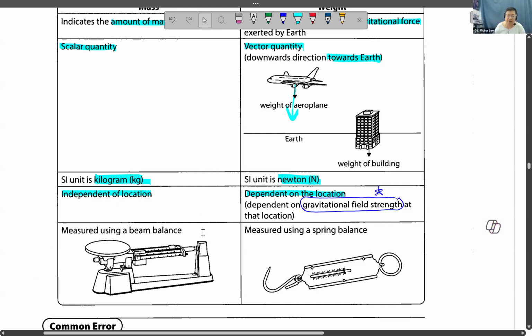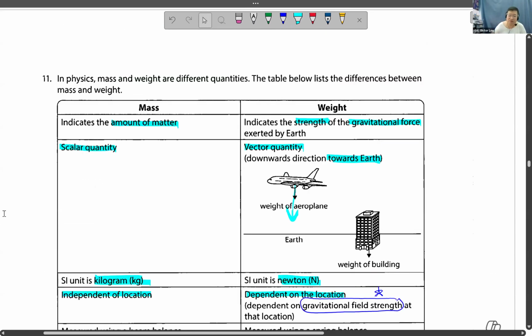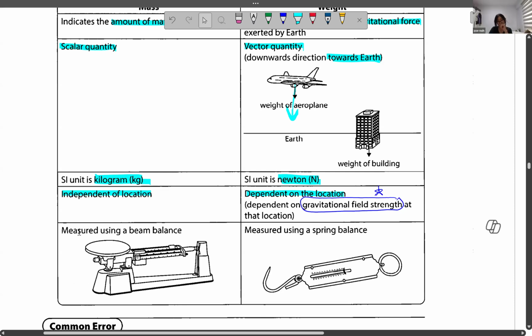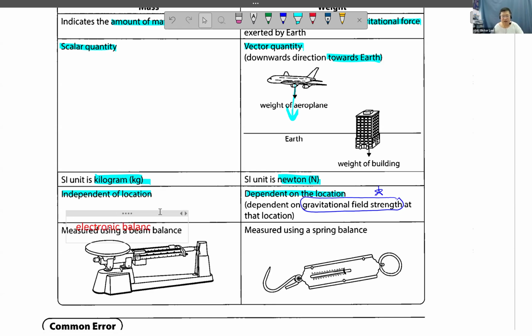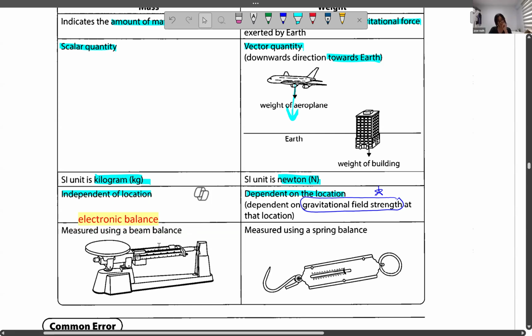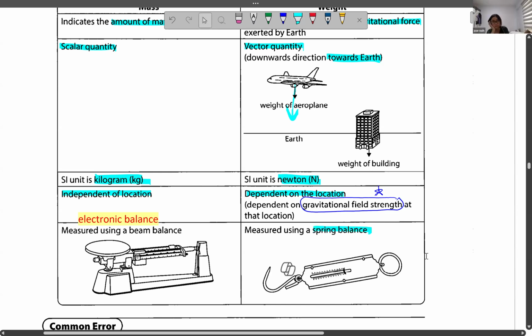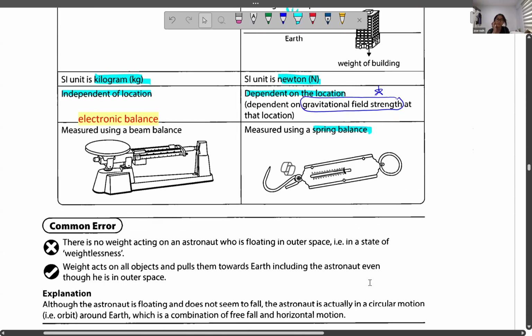Now measurement. Mass is measured by a balance. There are two balances: electronic and beam balance. Let me write for you here. Electronic balance is the more common exam standard answer. Beam balance is another one. Both can be used. And spring balance is for measuring the weight. How do you use a spring balance?